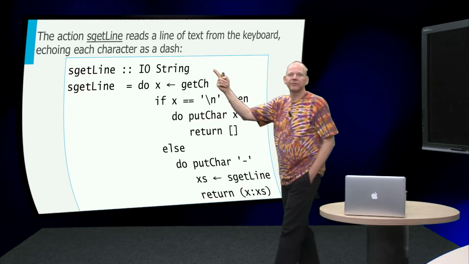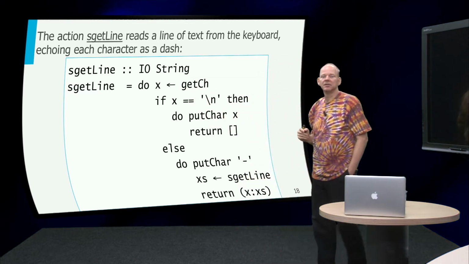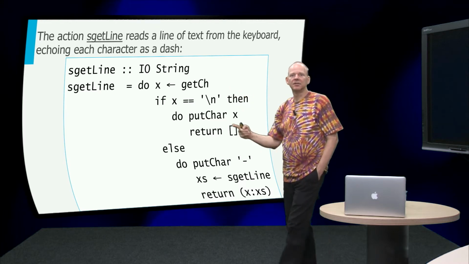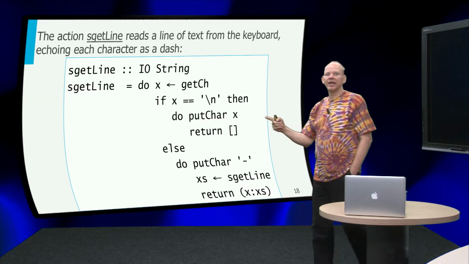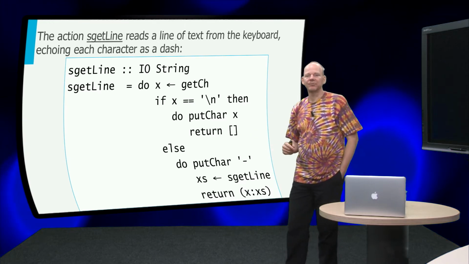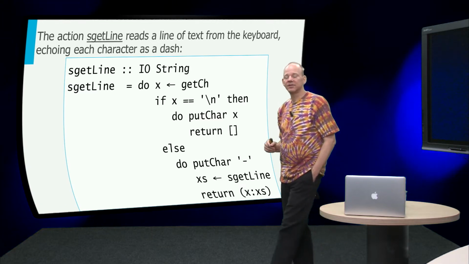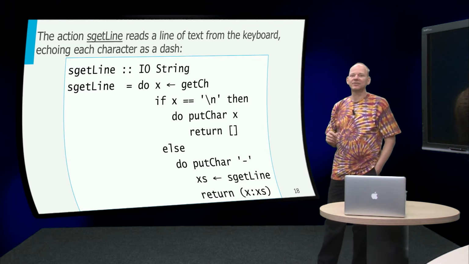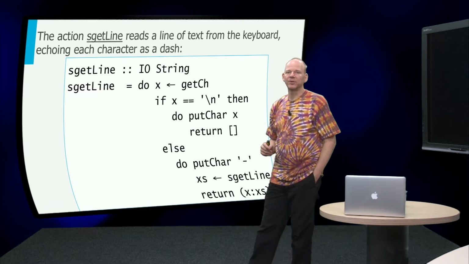Well, it's a function that reads a string from the standard input, so it has type IO String. And what do we do? Well, we first get the character. If that character is a newline, then we echo the newline, and then we return the empty string. Otherwise, we print an underscore. We recursively, secretly read the rest of the string, and then we return the string that we read.